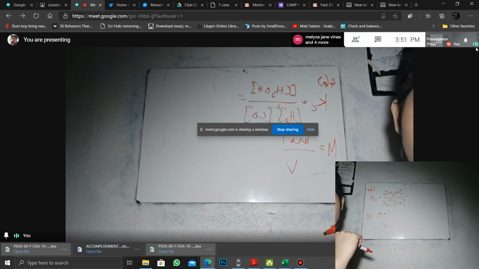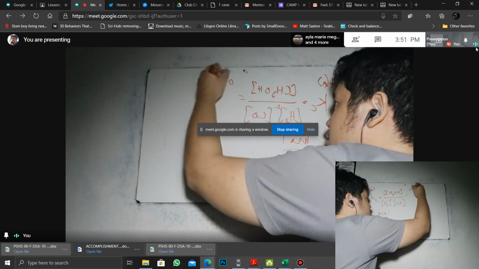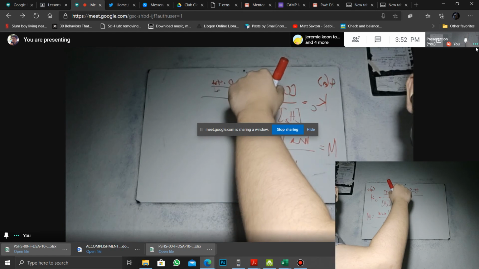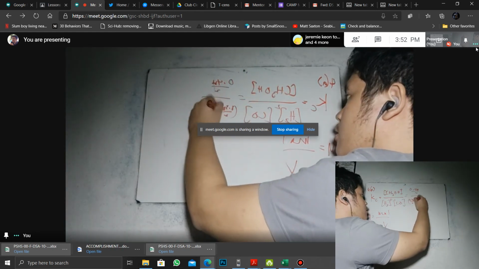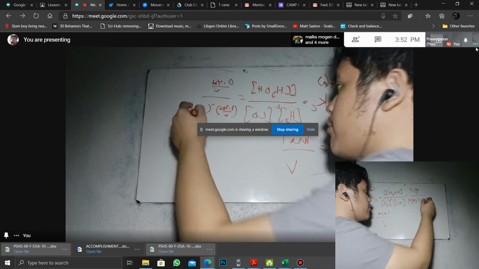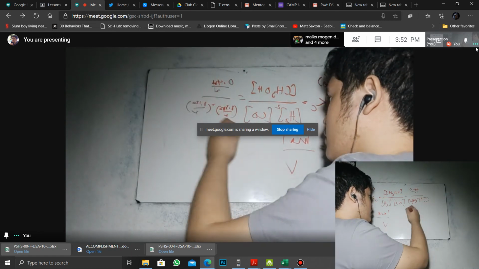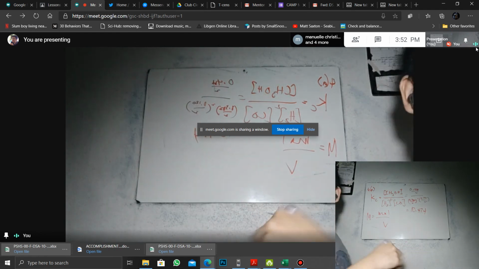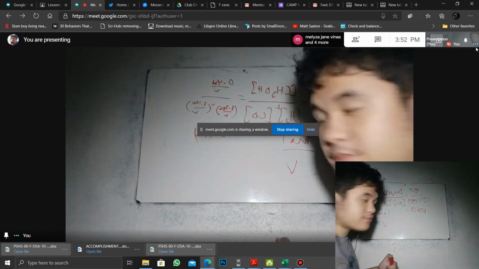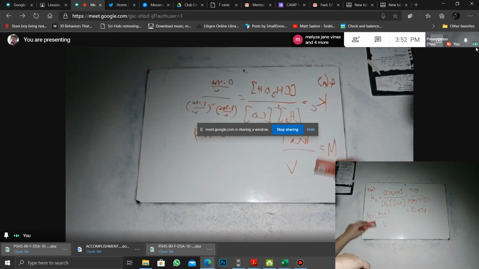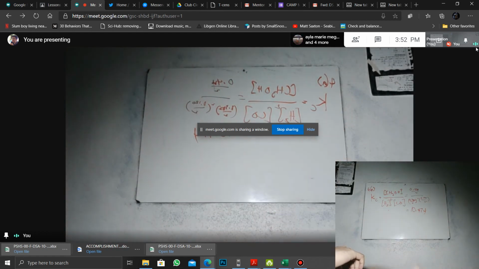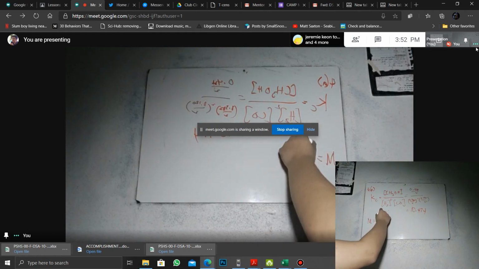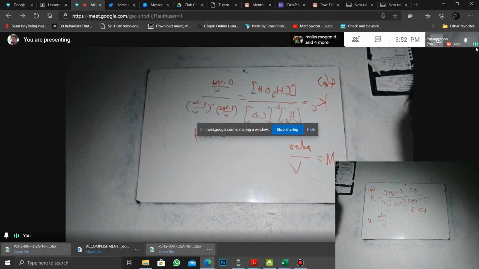So yan, 0.406 over 2 over 0.302 over 2 squared, tsaka 0.120 over 2 equals to 10.474. There we go. Nagets ba, guys? I think most of you nagkamali sa pag-calculate ng concentration. Okay, remember the formula? M equals moles over volume. Okay? Ganun parate. Sige. Next.